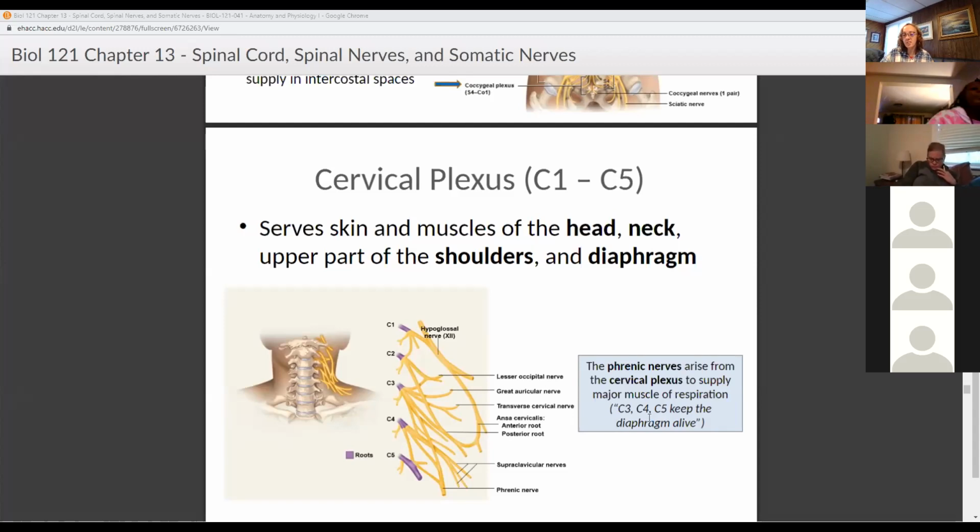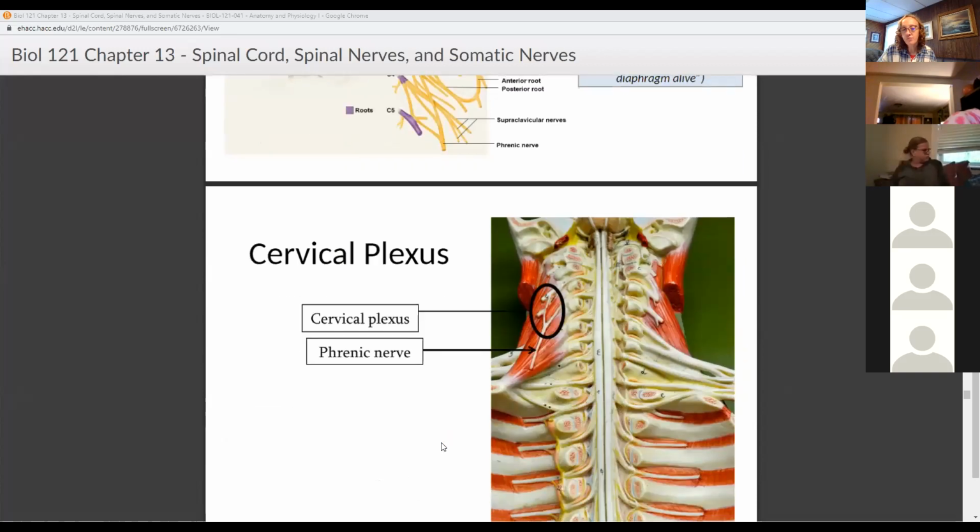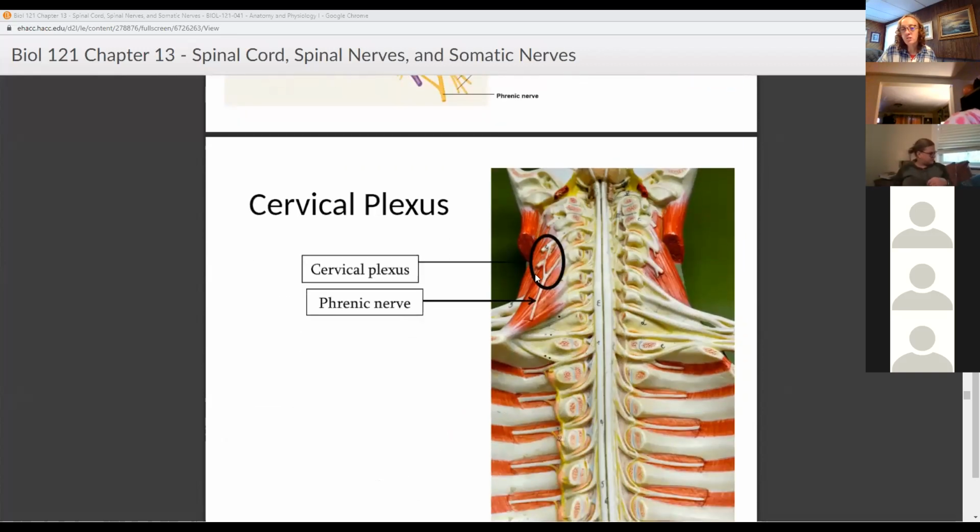So a good mnemonic: C3, C4, C5, keep the diaphragm alive. Because the phrenic nerve, if you look, it's right here, it's going to come off C5, it's going to come off C4, and it's going to come off C3. So the cervical plexus's major nerve is the phrenic nerve.